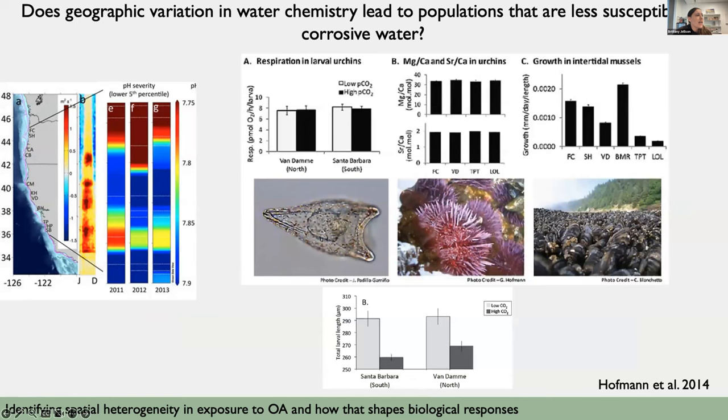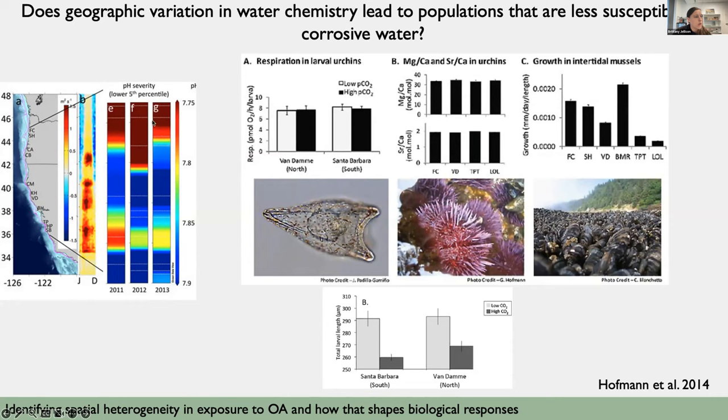I'm not alone in these kinds of experiments. There have been, in the last decades, many experiments thinking about local adaptation that have utilized this monitoring network to really have a baseline for thinking about where we might expect less vulnerable populations to exist, because we know something about that persistent exposure to ocean acidification conditions.